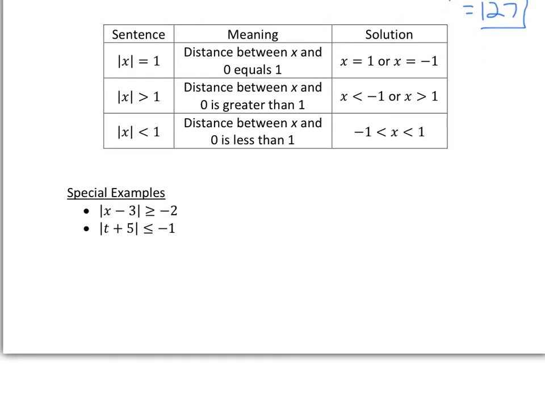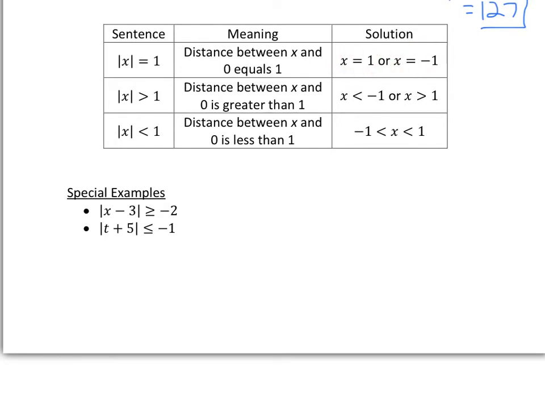Now, solving equations and inequalities with this is a little bit more difficult. I'm going to go through it with this table first, and then I'll go over the procedure for how to do this. The easiest one is an equation. If the absolute value of x is equal to 1, the meaning of this is that the distance between x and 0, because it's like x minus 0, is equal to 1. And we know from our basic understanding of absolute value that if that's the case, then x has to be either 1 or -1.